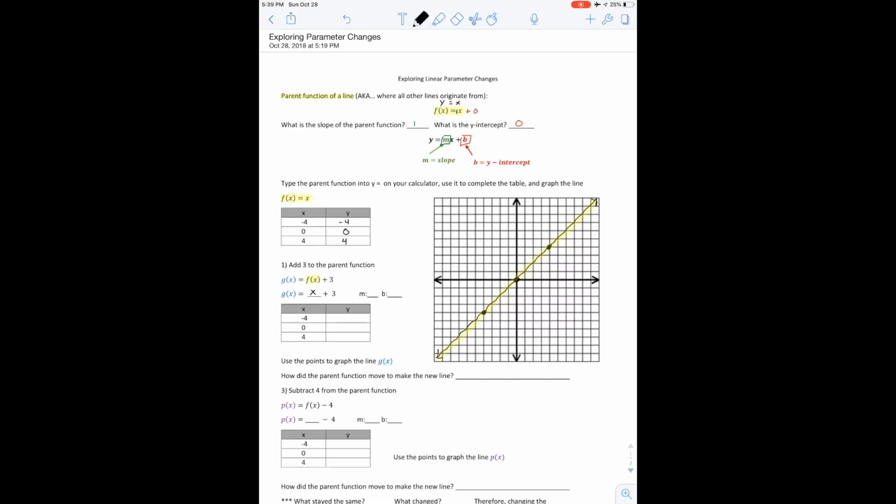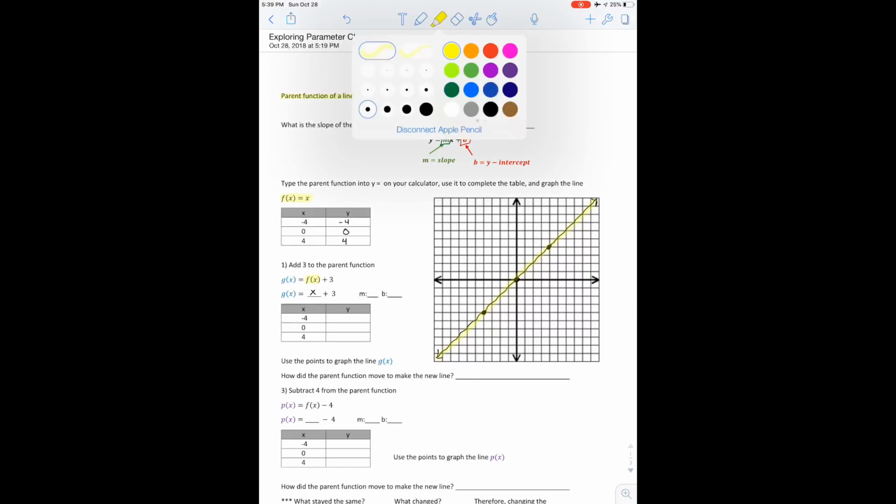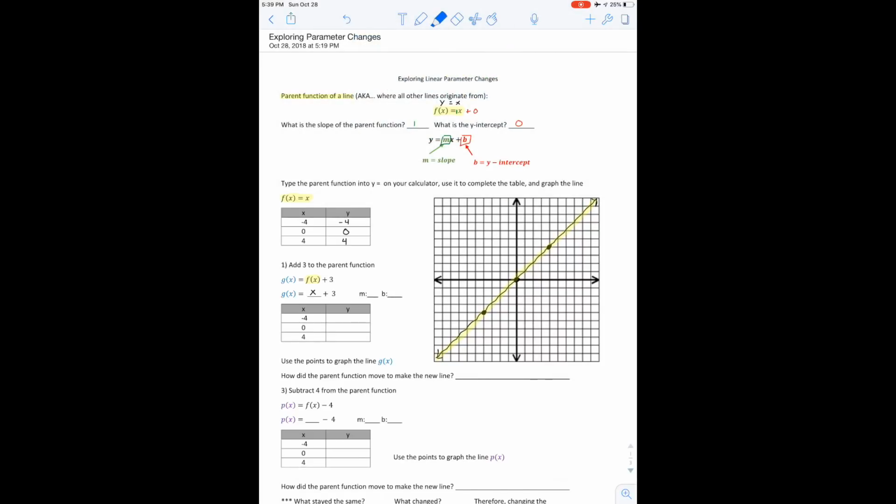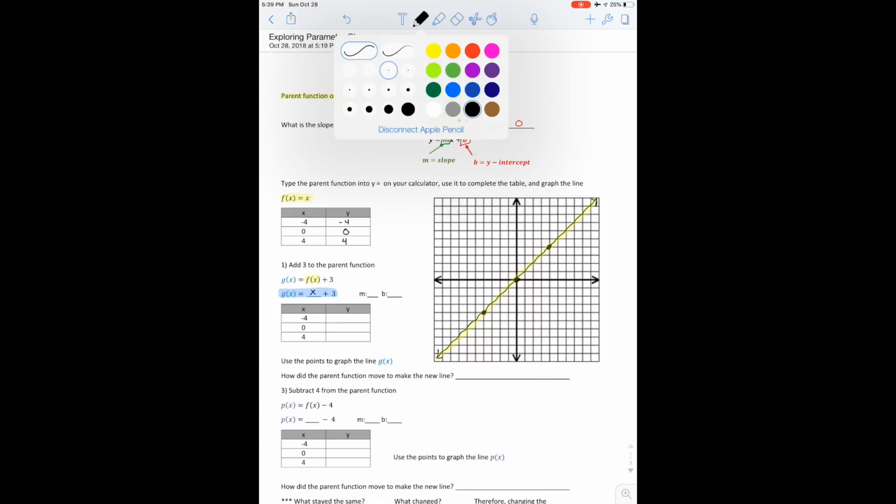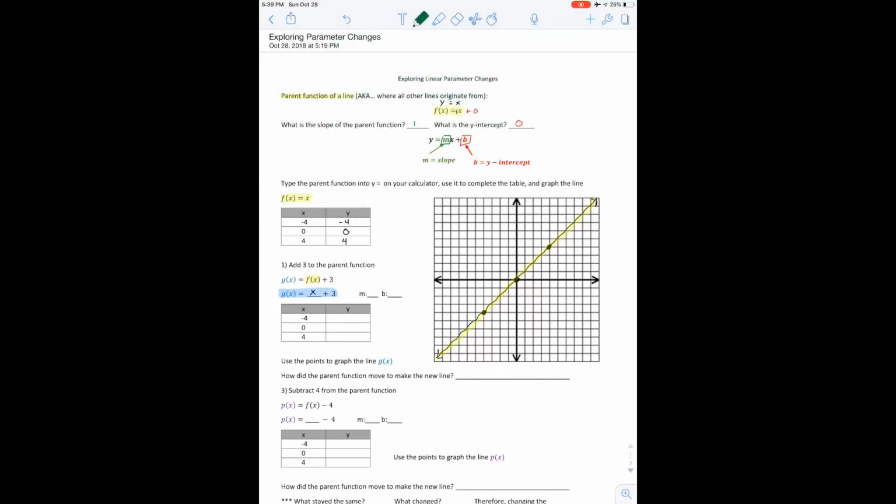So now we have our new equation. I'm going to use a different color highlighter for this equation. Looks like I'm going to use blue. And the equation this time is g of x equals x plus 3. Just real quickly, let's go ahead and identify our slope.